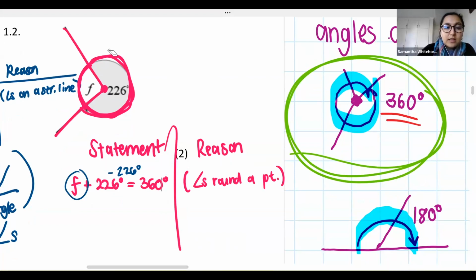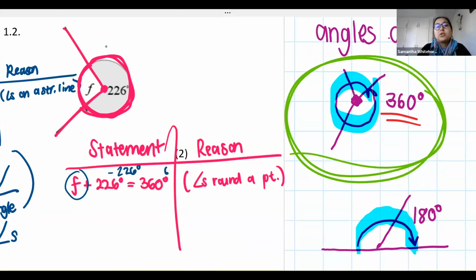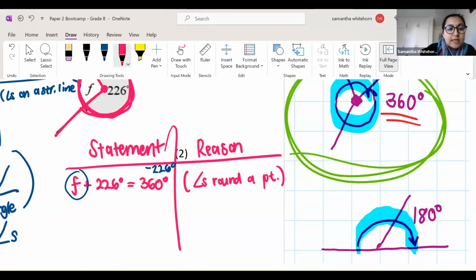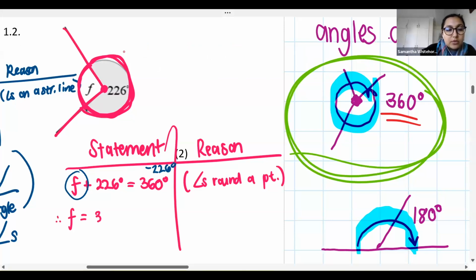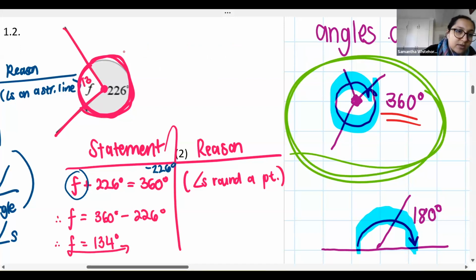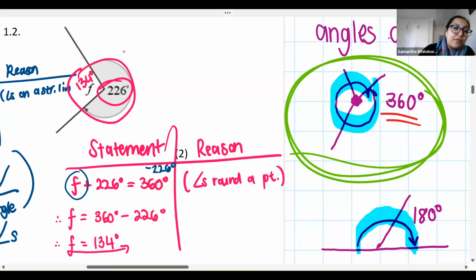If you don't really like that idea of subtract 226, what you are doing is you are bringing the 226 over. And so it's going to become minus 226. And so F is equal to 360 minus 226 degrees. Again, you don't need a reason. It is the same working out. You're still working with F. And so F is equal to 134 degrees. So now I know this F's angle is 134. If you add together 134 plus 226, you get that full revolution of 360 degrees.